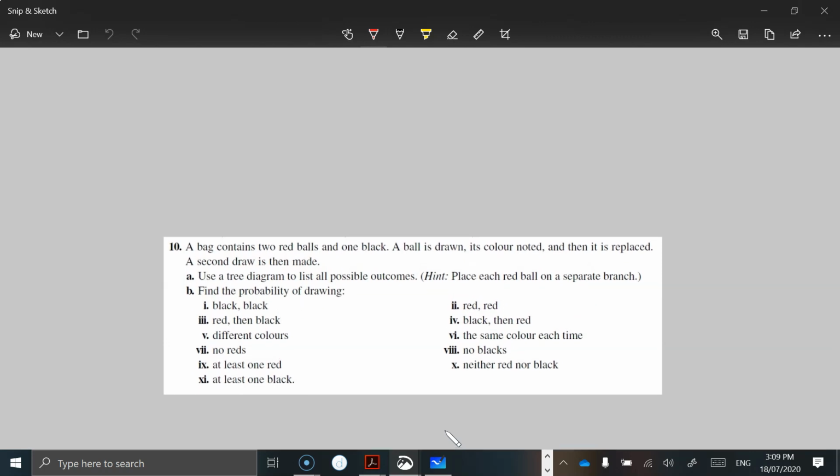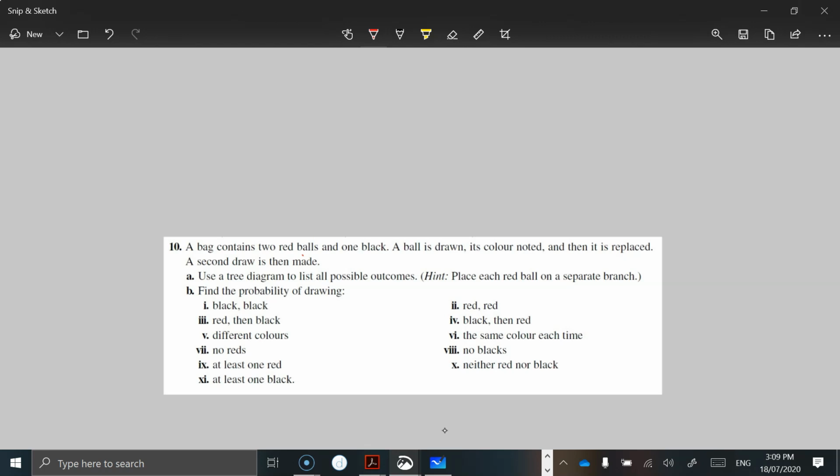Okay, so here we have a bag that contains 2 red balls and 1 black. A ball is drawn or taken out, and its color is noted, and then it is replaced. Okay, a second is drawn and the color noted. Use a tree diagram to list all the possible outcomes. Place each red ball on a separate branch. Okay, so remember we got 2 red balls and 1 black, and then find the probability of drawing a black.